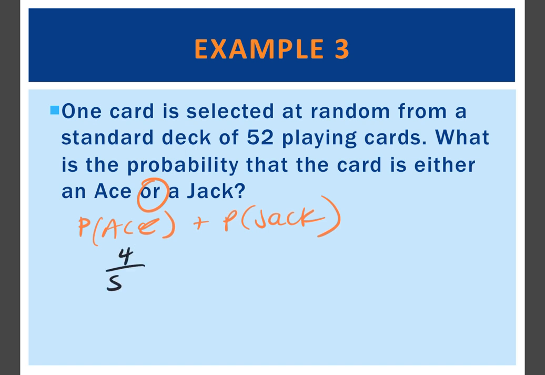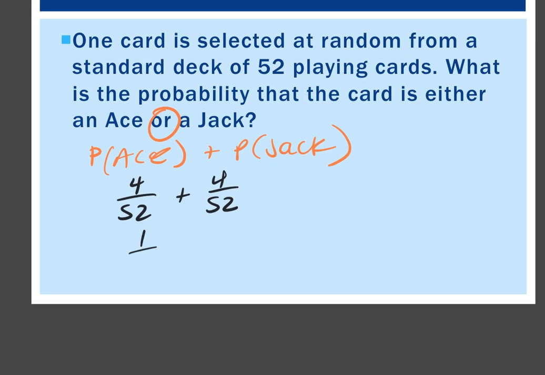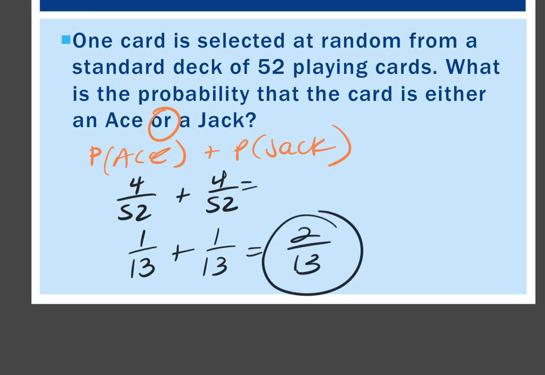4 out of 52. What's the probability you pull a jack? 4 out of 52. So these are both the same, you can reduce them now. 1 out of 13 or 2/13. You could have had 8 over 52. It'd still give you 2/13. So these will all be simplified fractions.